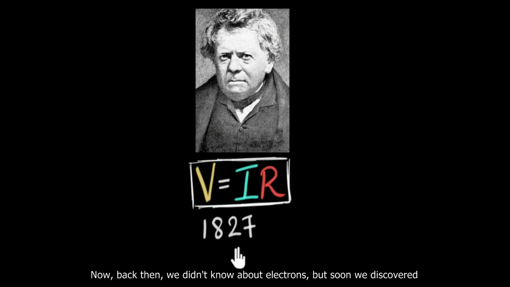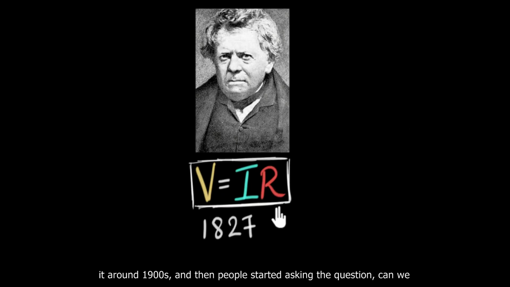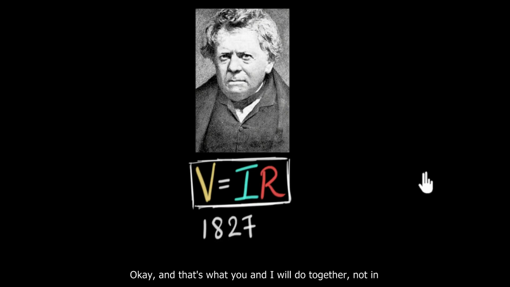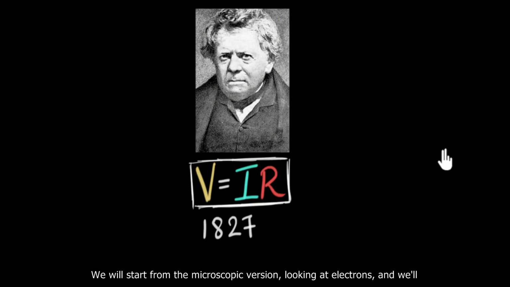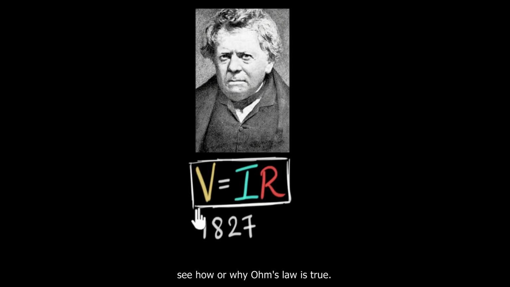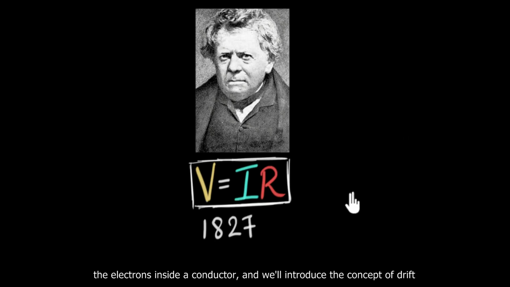Now back then, we didn't know about electrons, but soon we discovered them around the 1900s, and then people started asking the question, can we derive Ohm's law from the microscopic electron's point of view? Okay, and that's what you and I will do together, not in one video, but over a set of 3 or 4 videos. We will start from the microscopic version, looking at electrons, and we'll see how or why Ohm's law is true. What we'll do in this video is concentrate on the motion of the electrons inside a conductor, and we'll introduce the concept of drift velocity.